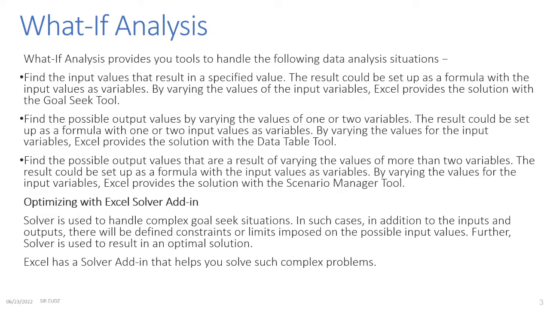Find the possible output values by varying the values of one or two variables. The result could be set up as a formula with one or two input values as variables. By varying the values for the input variables, Excel provides a solution with the data table tool. Find the possible output values that are result of varying the values of more than two variables. The result could be set up as a formula with the input values as variables. By varying the values for the input variables, Excel provides the solution with the Scenario Manager tool.